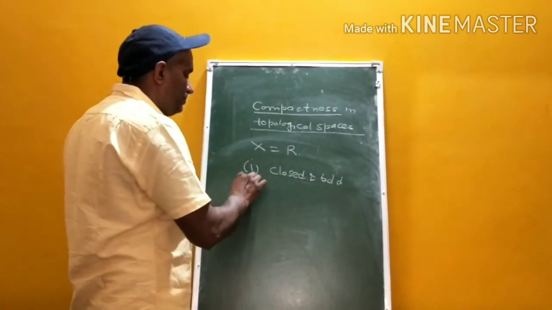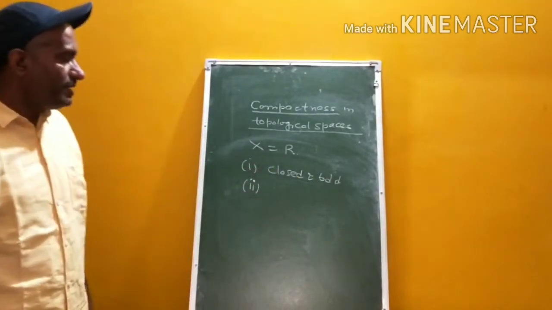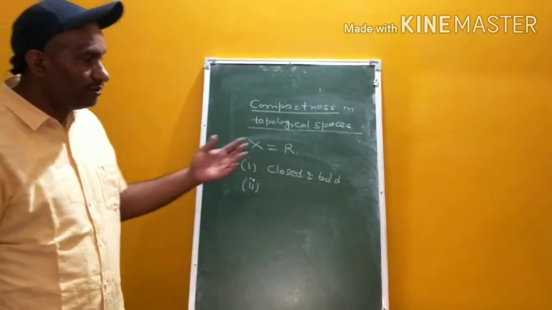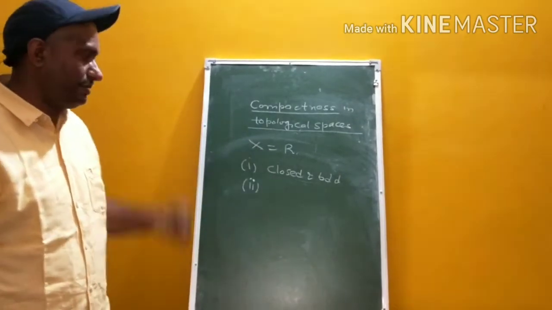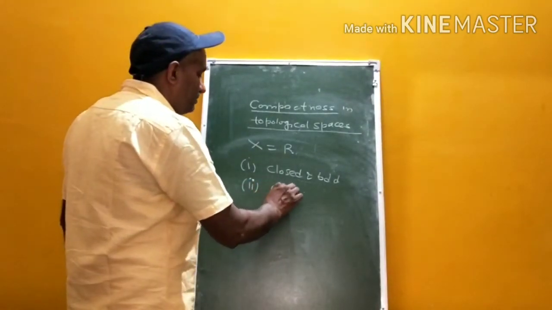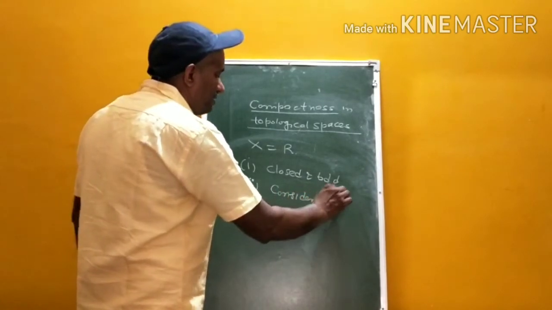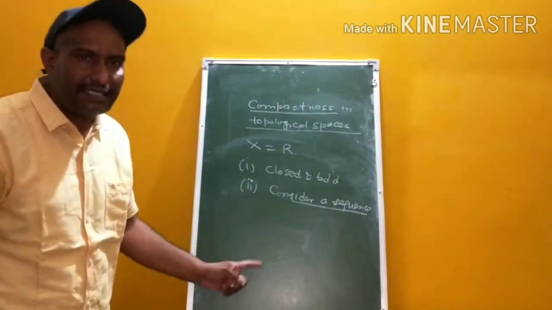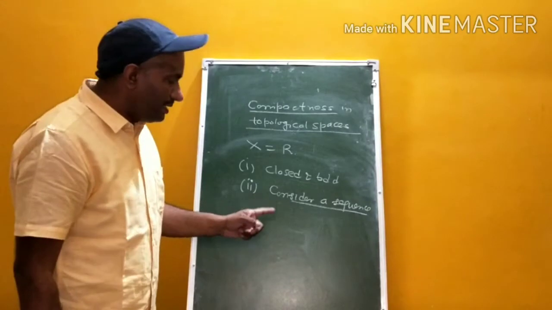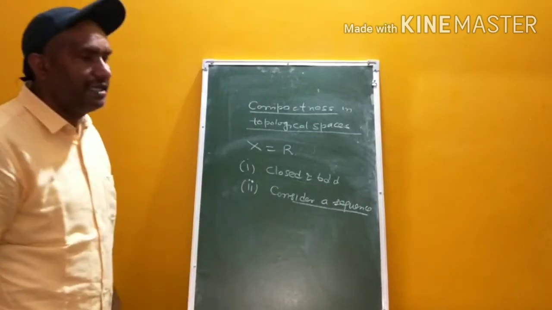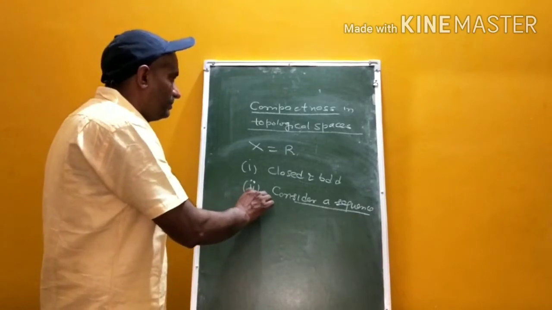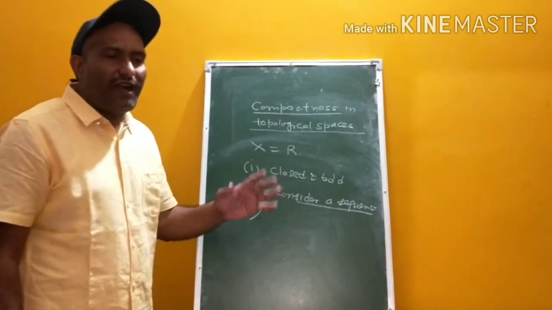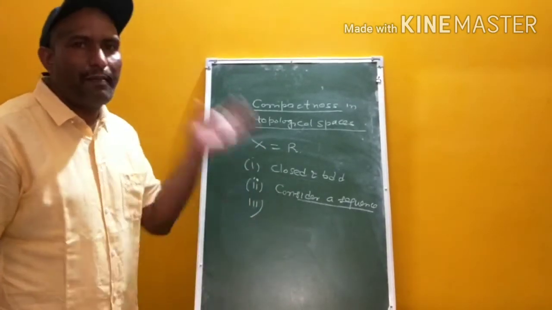Number 2, if every sequence has a convergent subsequence and that limit belongs to that set, then we say that set is compact. Second way, by considering a sequence, if we are able to draw a convergent subsequence from this sequence and the limit of that sequence belongs to the set, then we say that set is compact. Third, compactness in a real line can be seen if every open cover has a finite subcover, then we say that set is compact.